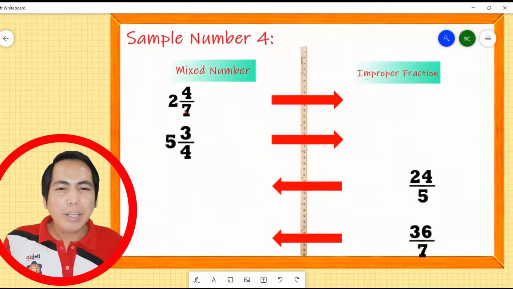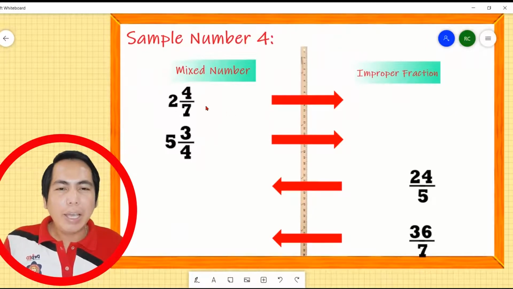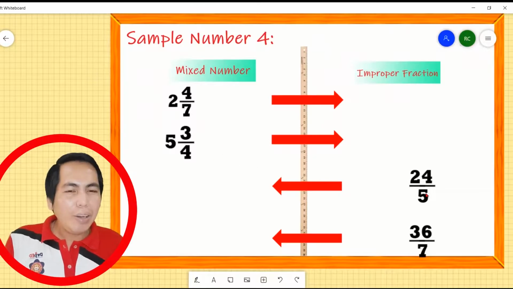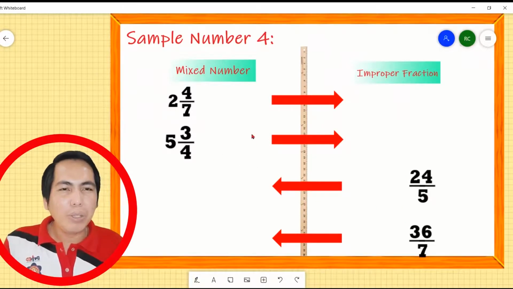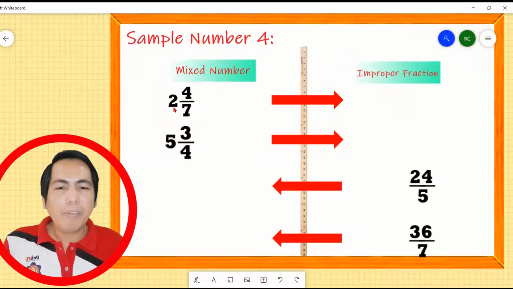Now this time, what if we don't have any more the illustrations? So we have here the following mixed numbers. We are going to identify the equivalent improper fraction of each of these mixed numbers, and also we have to identify the mixed number of each of these given improper fractions. Now let's start with 2 4/7.